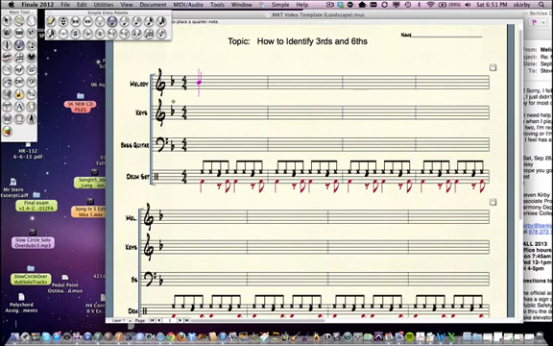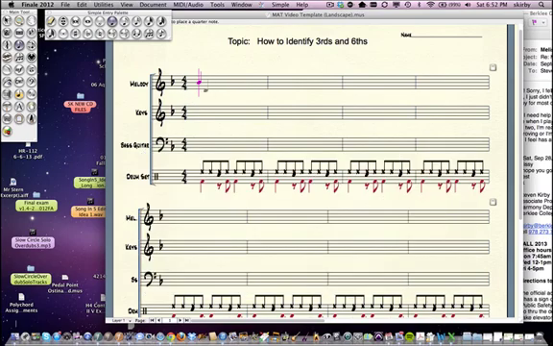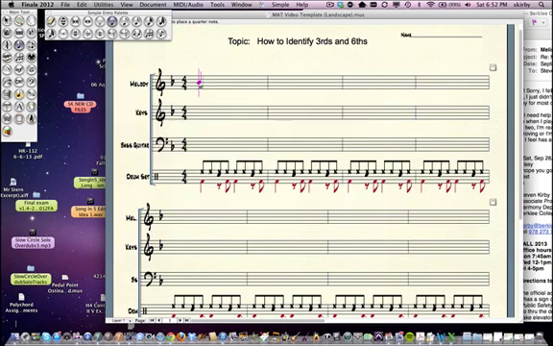So the first thing is identify this key. If it's a major key, what is this key? Your answer should be F major. Next, I want you to build an F major scale using quarter notes over the first two measures of your piece of manuscript paper. So pause the video, do that, and then check back.